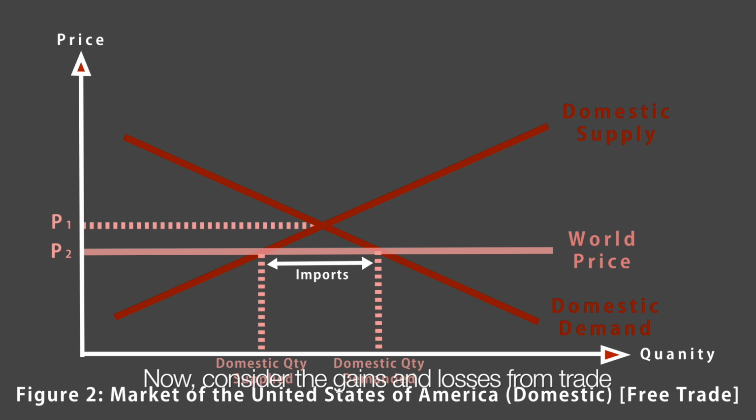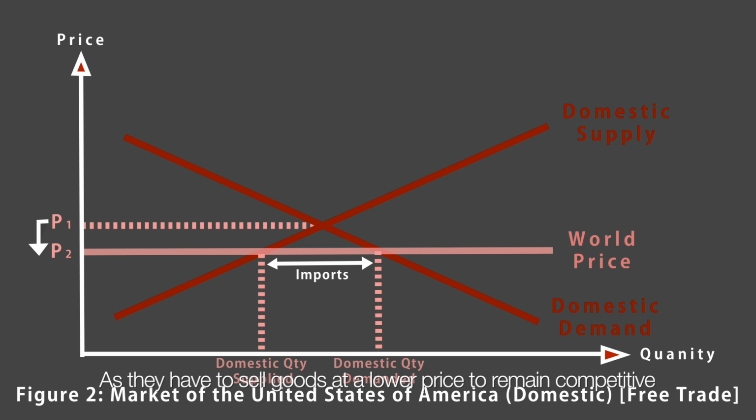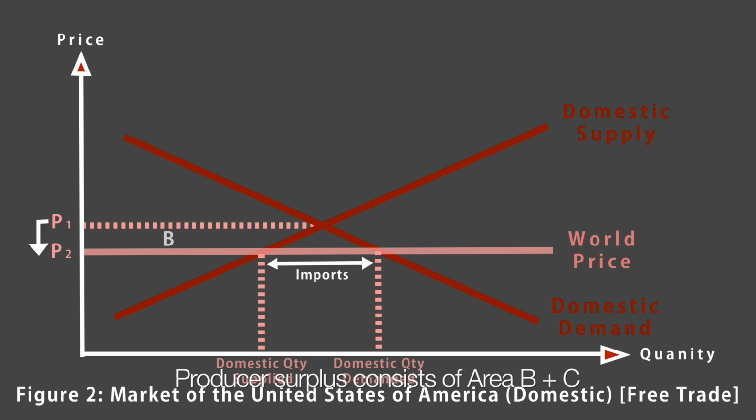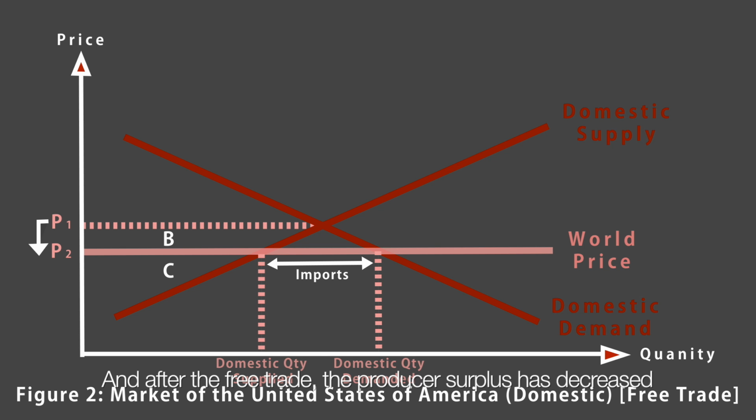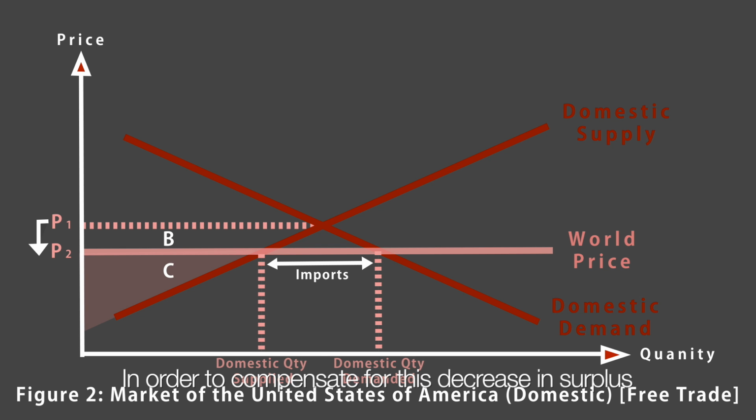Now, consider the gains and losses from trade. Once again, not everyone benefits when trade forces the domestic price to fall. Domestic consumers are better off as they can buy the goods at a lower price, and domestic producers are worse off as they have to sell goods at a lower price to remain competitive. Before free trade, producer surplus consists of area B plus C, and after the free trade, the producer surplus is decreased to only area C. In order to compensate for this decrease in surplus, our local firms will have to cut down on wages in an attempt to maintain a comparative advantage.